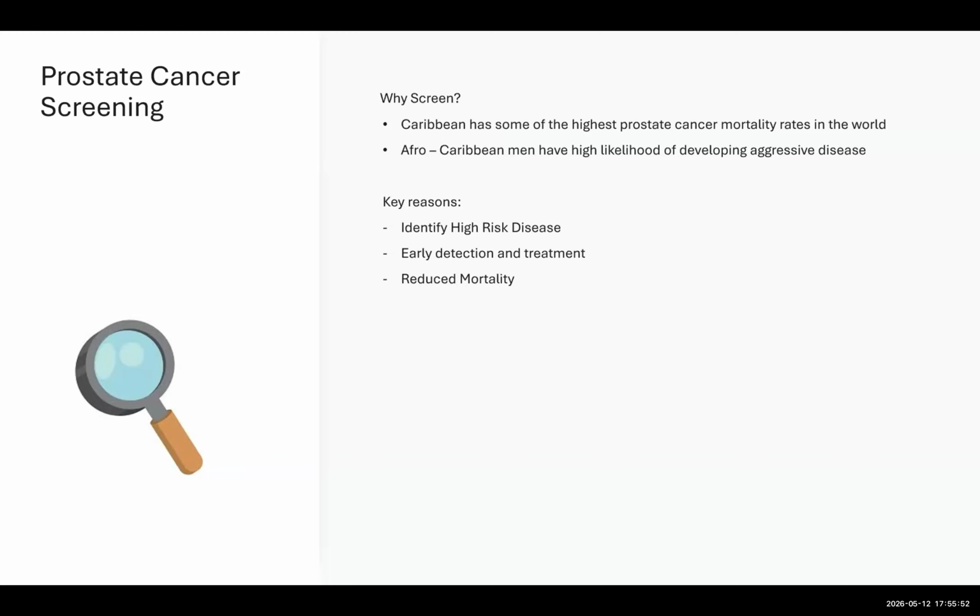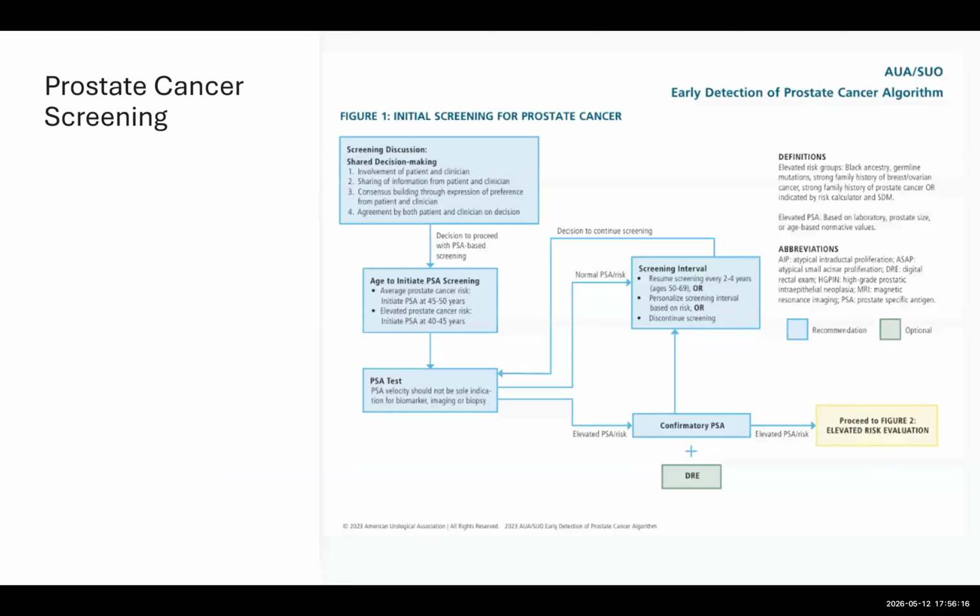So why we want to screen, and why we want to have heightened screening, especially for prostate cancer, is that the Caribbean has some of the highest mortality rates in the world. And the Afro-Caribbean male, just as I said before, has a likelihood of developing more aggressive disease. So the key reasons you want to identify it is because you want to identify high-risk disease. You want to make sure you get early detection and treatment, and you want to really reduce mortality.